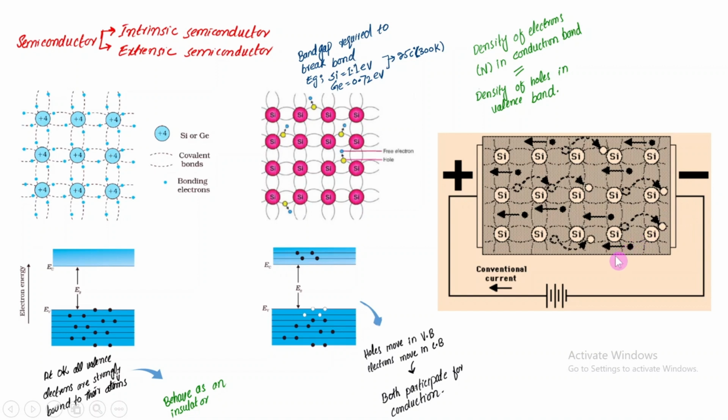So from here we can say that the holes move in the opposite direction, from left to right, and the electrons move in the opposite direction to the holes, from right to left. So here the electrons move from right to left, and the holes move from left to right. So holes move in the opposite direction to that of electrons in the intrinsic semiconductor.